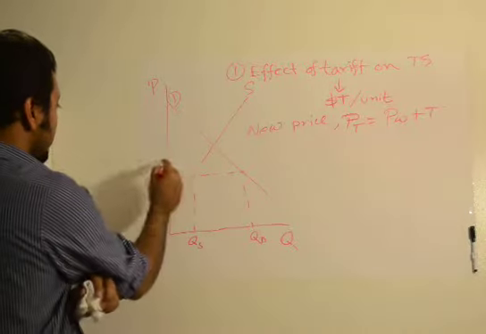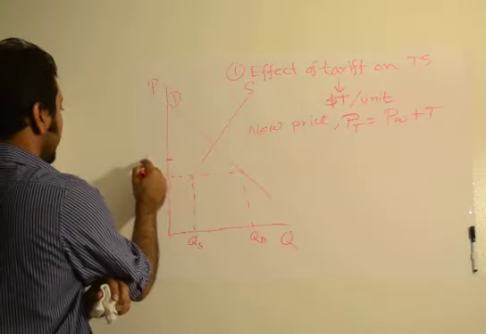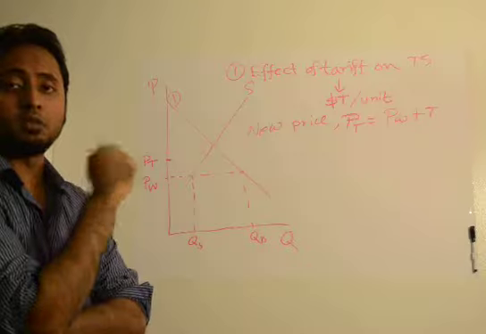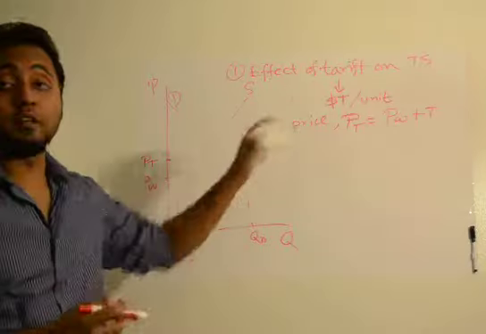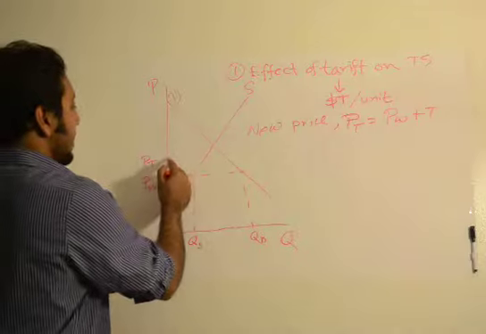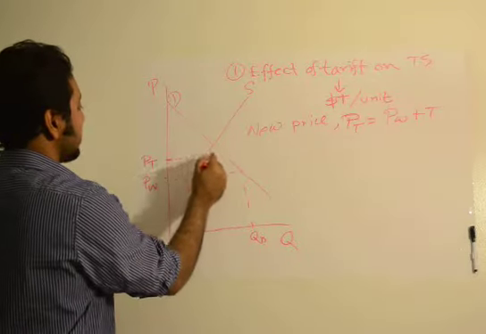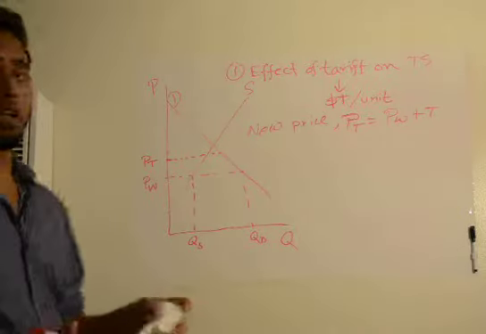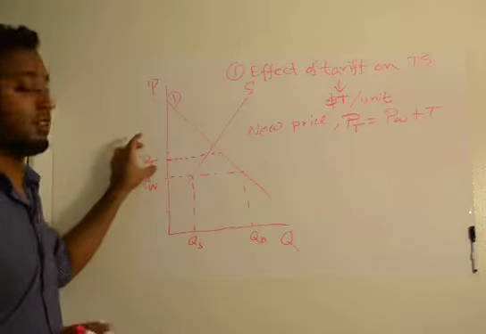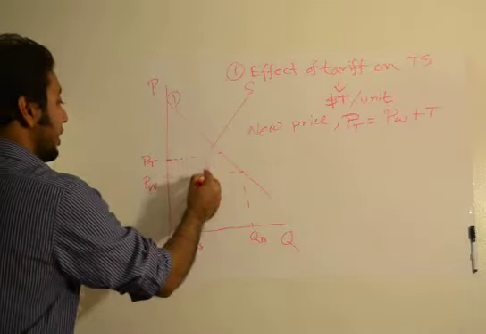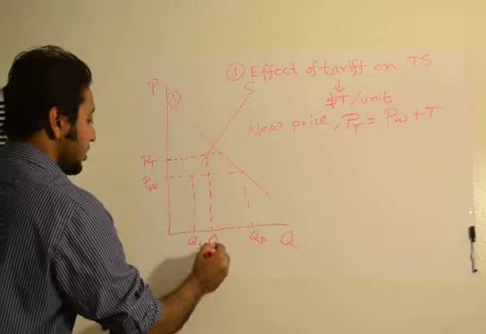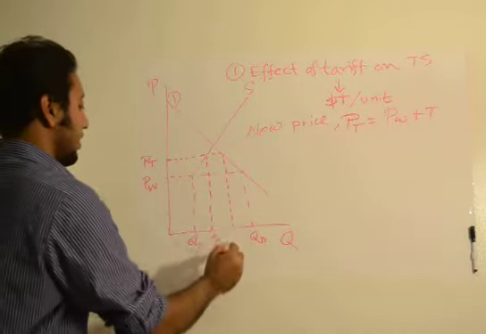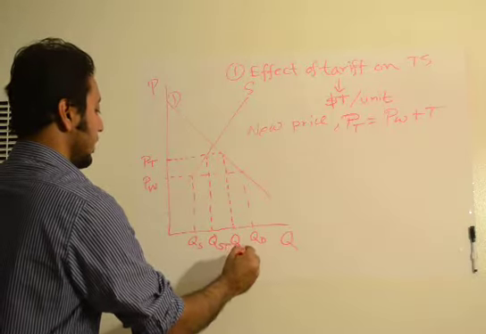So what we have is this point here, PT. PT is our new price. That's what you're charging the customers now after the tariff. So let's draw a new price line. Here is the new price line. The new price is PT. This gives us a new quantity supplied at this price, which we denote by QST, and the new quantity demanded, which we denote by QDT.